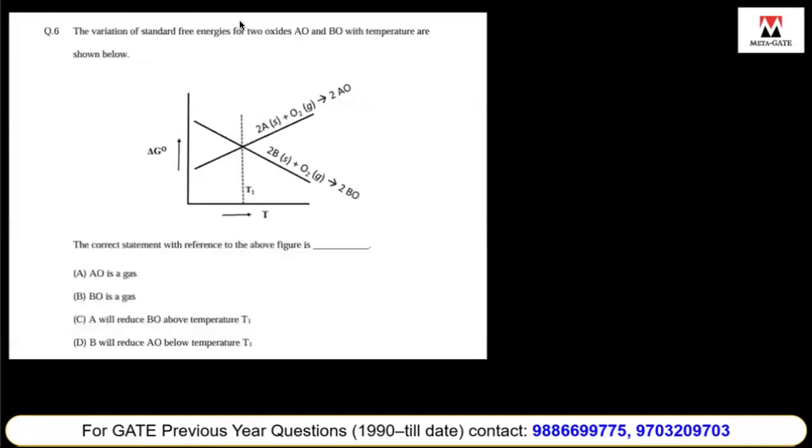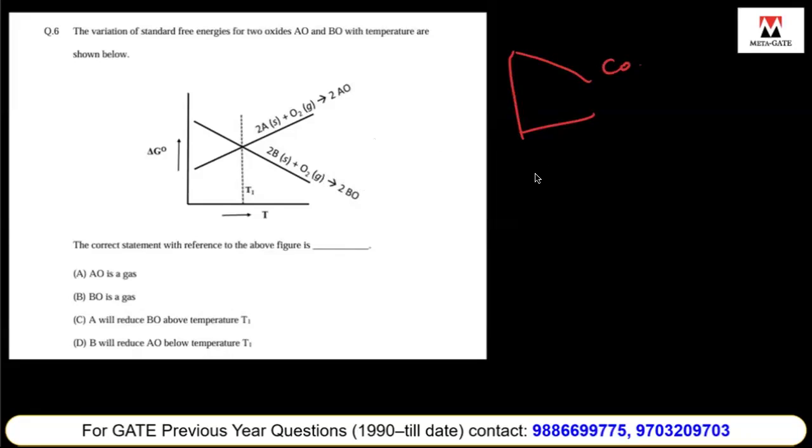The variation of standard free energies of two oxides, AO and BO, with respect to temperature is given as shown below. Below a certain temperature, the oxides lower down are more stable and they are more reducing. They can reduce the oxides which are present on the topmost part. Also, in an Ellingham diagram, the only line which is in the downward direction is the CO gas line, so you can compare it with it.